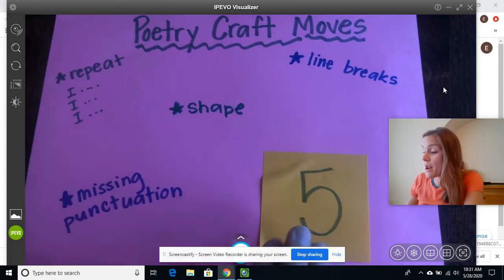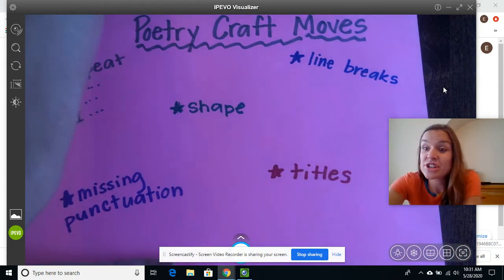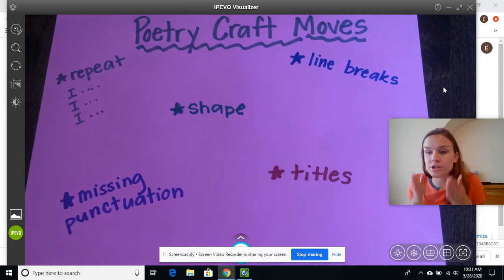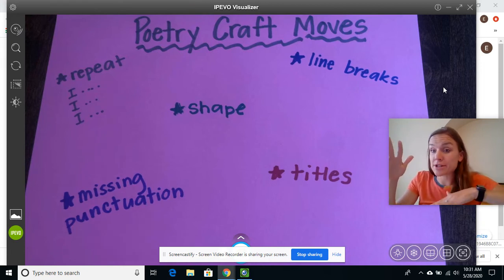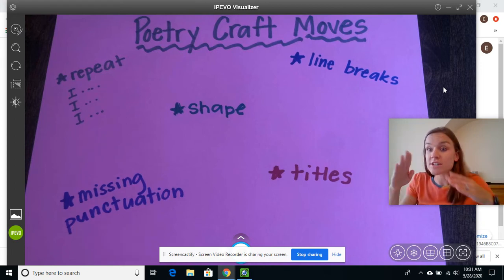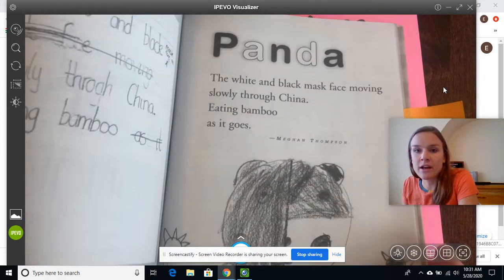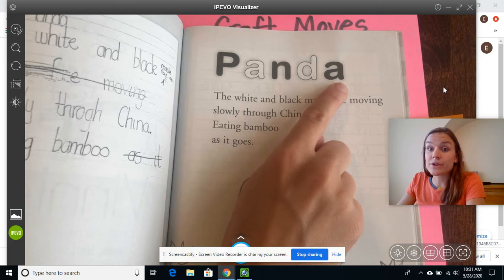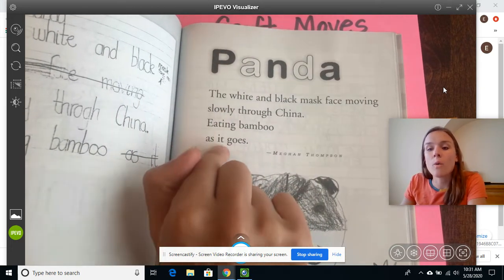And the last poetry craft move I want to show you today, and I think you've probably noticed, is that poems have titles. And your title really is just for your reader to know what the topic of your poem is. And you can make it crafty with different letters, different colors, things like that. Like take a look at this panda poem that we read. Look at this title. This title is really cool and creative, and it helps you know what the poem is going to be about.